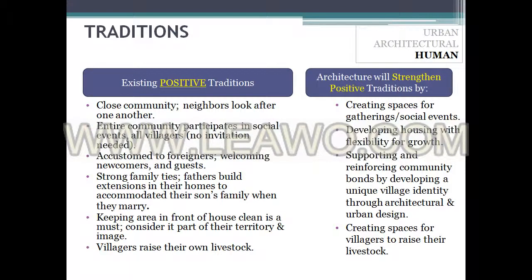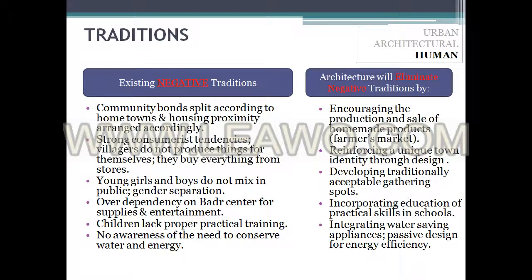They have positive traditions and negative traditions. Their most positive tradition is that the whole community participates in social events. They're all very close to one another, and neighbors are like family. Everyone is very close. The negative traditions are that they're not a very productive group of people, although it's a small population. The children don't have a lot of practical training, and there's no awareness to save water and energy.